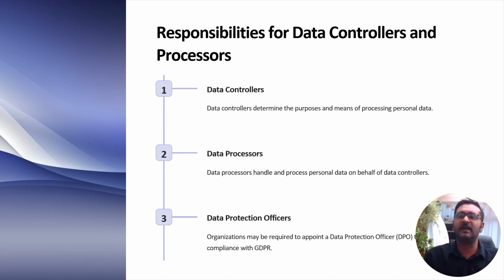Number 2, data processors. The objective or the job of the data processor is to handle and process the personal data on behalf of the data controller. Okay, so they process the data. They are not the controller of the data, they are the processor of the data. And thirdly is the data protection officer.